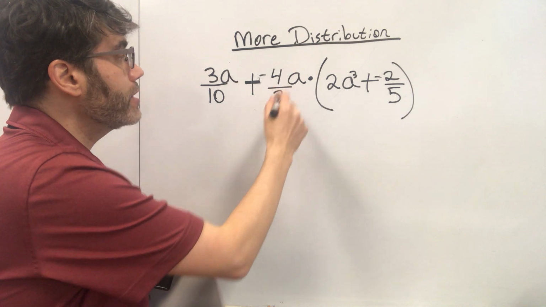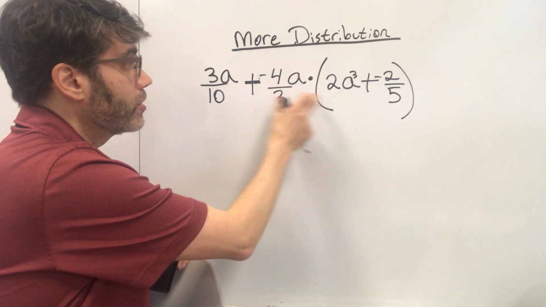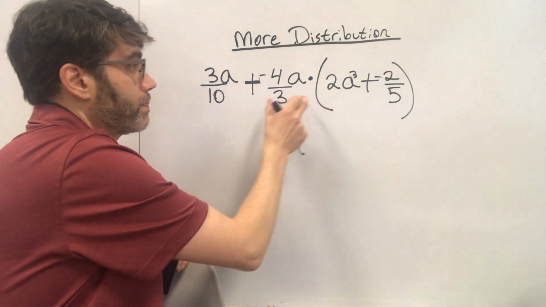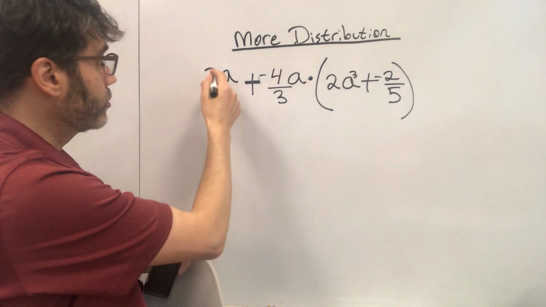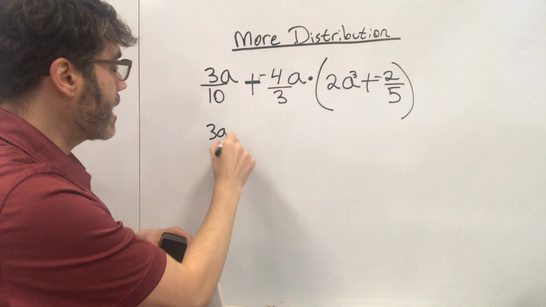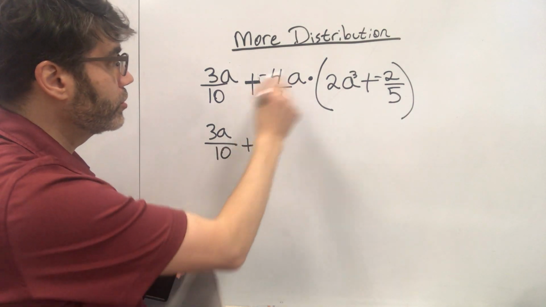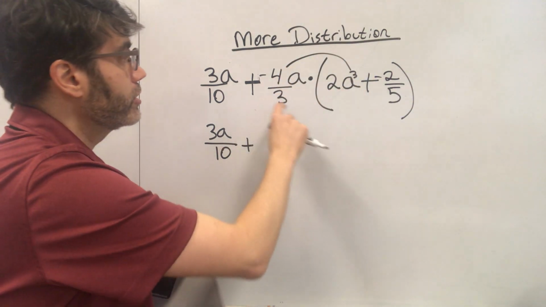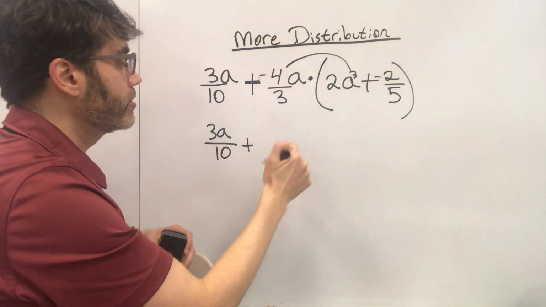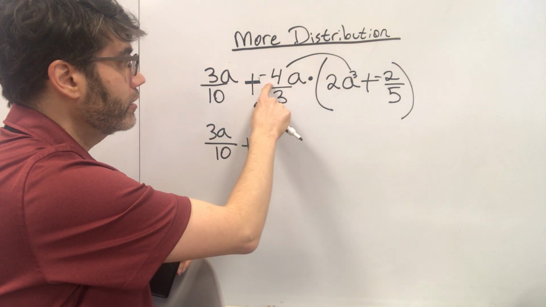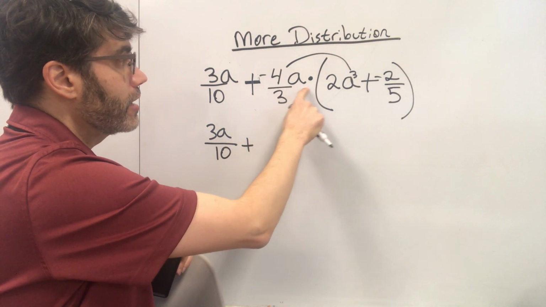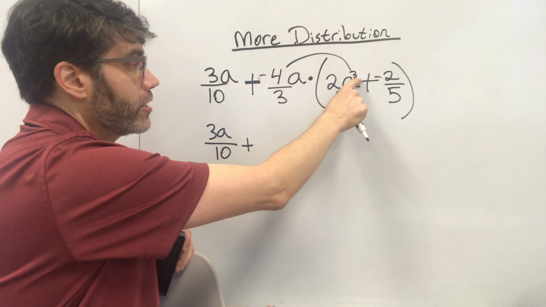Okay, so now that we know that we need to distribute this term over both of these terms, what we will do is we'll just bring this down and not do anything to it. And then we'll start our distribution. Let's first distribute over the first term. So this is going to be negative 4a times 2a to the third.